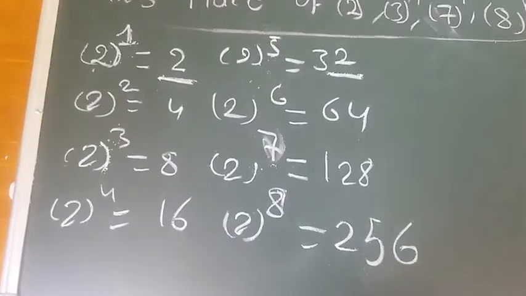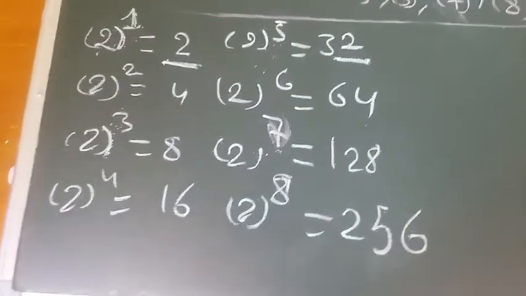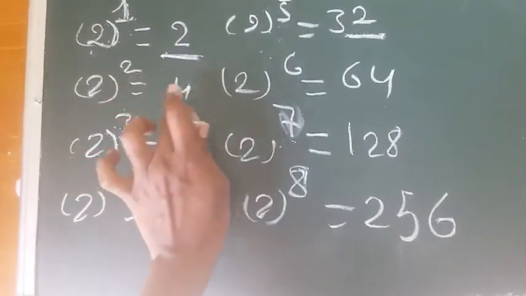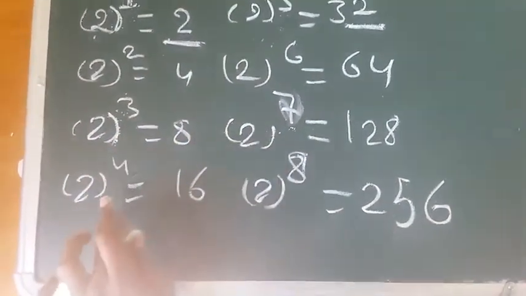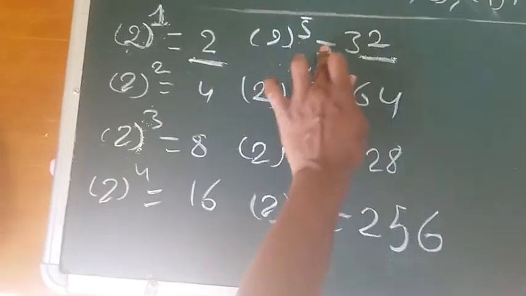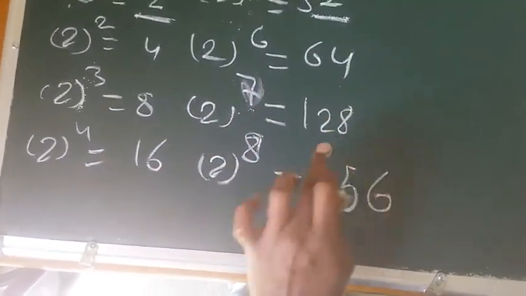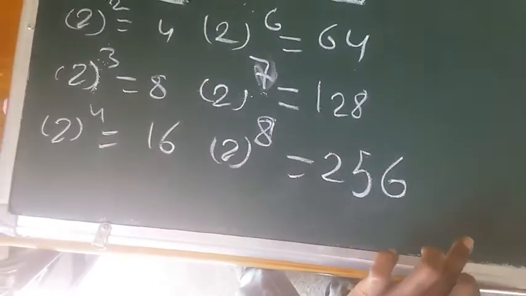Let us see the few powers of 2. 2 power 1 is 2. 2 square is 4. 2 cube is 8. 2 power 4 is 16. 2 power 5 is 32. 2 power 6 is 64. 2 power 7 is 128. 2 power 8 is 256.